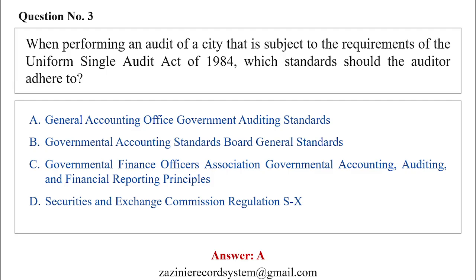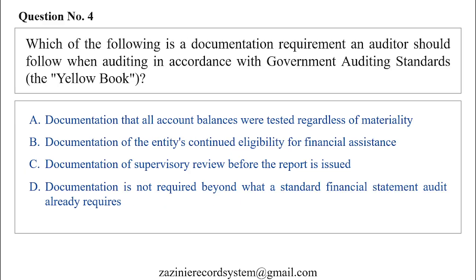Question number 4. Which of the following is a documentation requirement an auditor should follow when auditing in accordance with government auditing standards, the Yellow Book? Letter A. Documentation that all account balances were tested regardless of materiality. Letter B. Documentation of the entity's continued eligibility for financial assistance. Letter C. Documentation of supervisory review before the report is issued. Letter D. Documentation is not required beyond what a standard financial statement audit already requires.